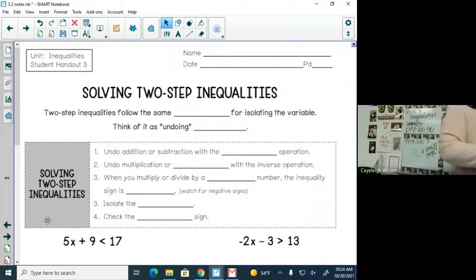We are going to look at two-step inequalities. Okay, two-step inequality. So that means it's going to take 2 steps for us to get the answer.